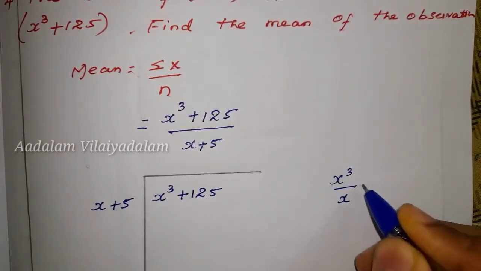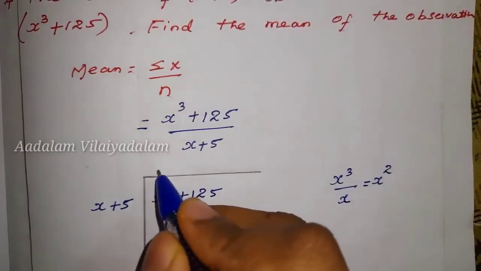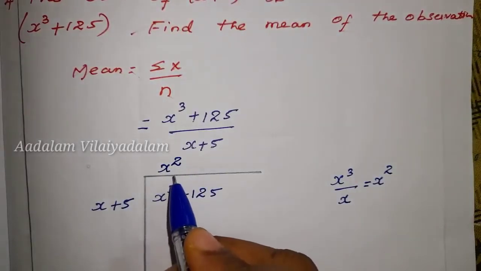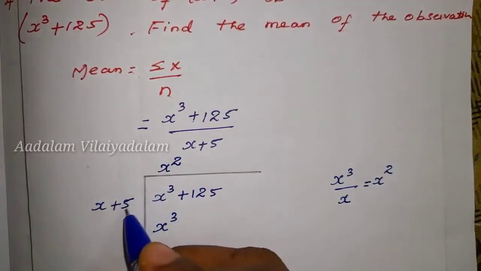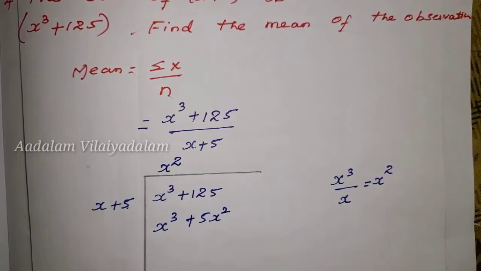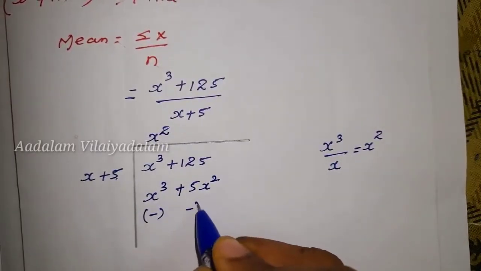So the answer is 3 minus 1, that is x power 2. The quotient value is x power 2. Now multiply x square into x, x cube. Next 5 into x square, 5x square. So add the like terms. So here minus, so here also minus.